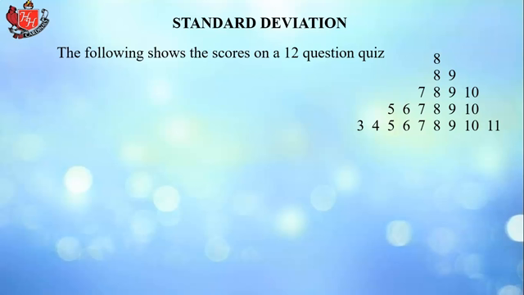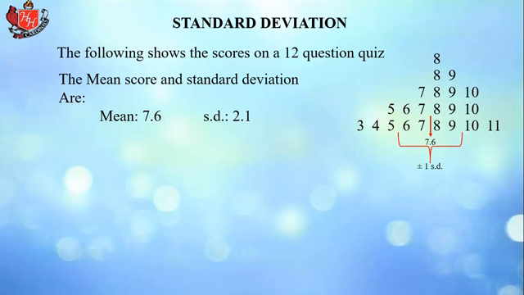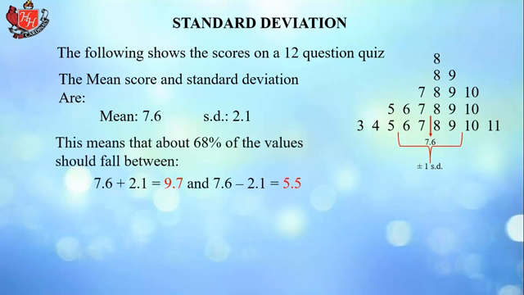The mean and standard deviation, I've already computed those. The mean is 7.6 if you averaged all those 22 numbers. And the standard deviation, if you did it just the way we did it on the previous slides, would be 2.1. So what that means is that 68% of the values should fall between plus and minus 2.1 of 7.6. So let's go ahead and test that out. This means that about 68% of the values should fall between 7.6 plus 2.1, that would equal 9.7, and 7.6 minus 2.1, that would be 5.5.